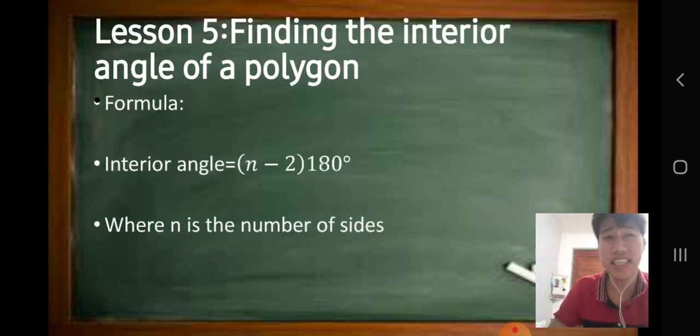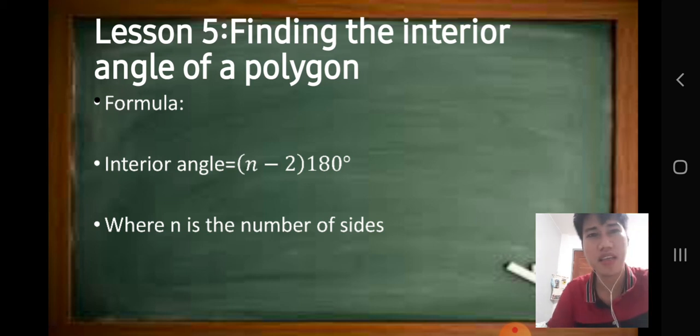And then finding the interior angle of the polygon. So how do we find the interior angle of the polygon? We use a formula. The formula is: interior angle equals n minus 2 times 180 degrees. Interior means inside. If we want the angle inside, we use this formula, which is n minus 2 times 180 degrees, where n is the number of sides.